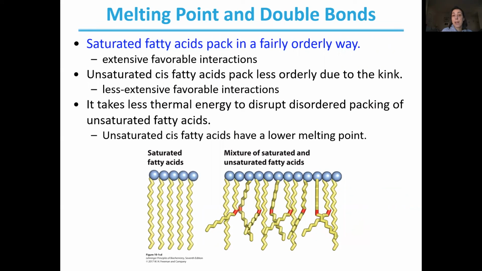So again, saturated fatty acids are going to pack pretty orderly, and they have very favorable interactions with each other. Unsaturated or cis fatty acids pack less orderly, as you can see in the image below, because of their kinks, and they have less favorable interactions with each other. They can't stack very well. So it takes less energy to disrupt something like this because they're already disordered, they're already disrupted in a sense. It takes more energy to disrupt or pull apart these because they have better stacking.